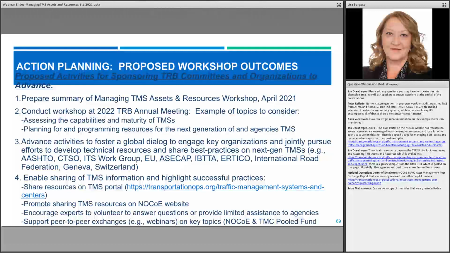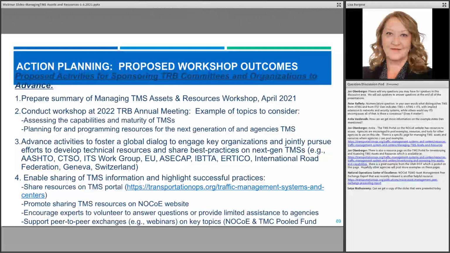The third is to advance activities to foster a global dialogue to engage organizations. So as we'll see in 2 slides here, the number of organizations that co-sponsor this workshop is significant, and we want to continue that. We don't want this to be a presentation of just the ITS committee or just the Freeway Operations Committee. So the Freeway Ops Committee has led this for a number of years. The ITS committee is taking the lead on it this year with John's strong support.